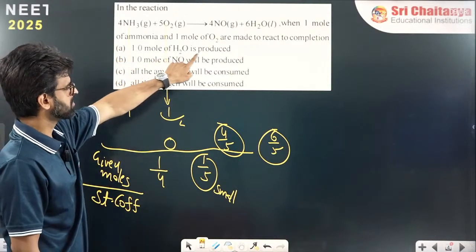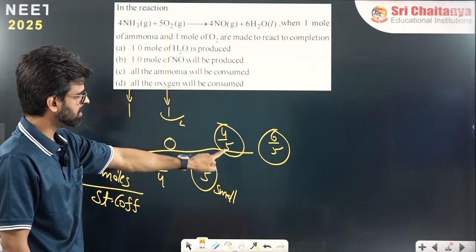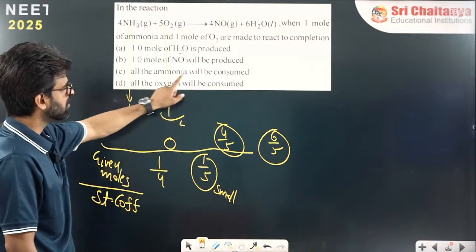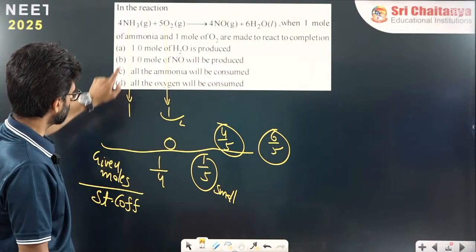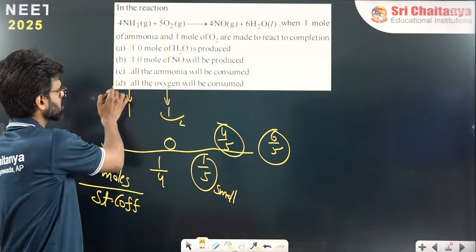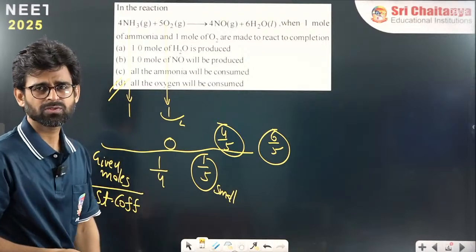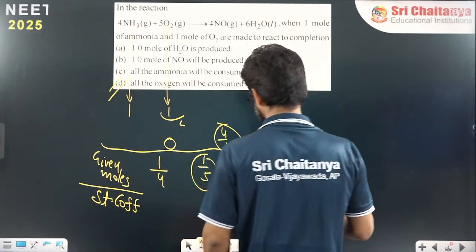1 mole of H2O is produced? No, it is 6 by 5. 1 mole of NO will be formed? No, 4 by 5. All ammonia will be consumed? No, it is the excess reagent. All the oxygen will be consumed, right? Yes, because oxygen is the limiting reactant. Okay, so you know the shortcut to find the limiting reactant or limiting reagent, right?